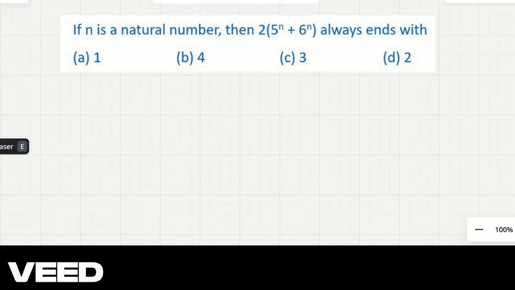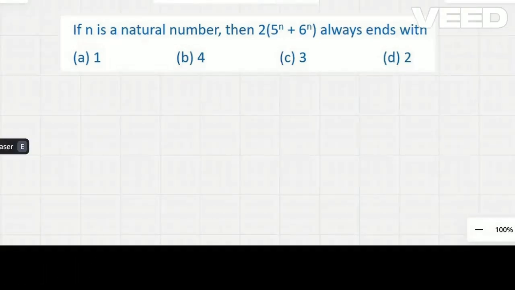So today we have a question: if n is a natural number, then this equation always ends with... we have four options here: one, four, three, or two. Let's find out how to solve this.